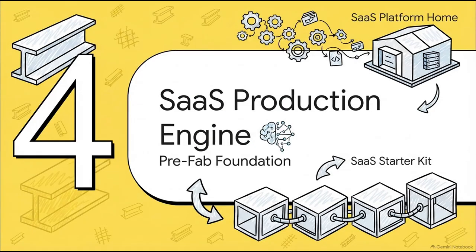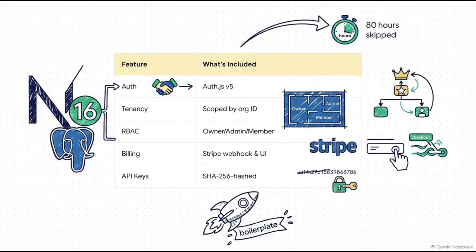Moving to Section 4, the SaaS production engine, the prefabricated skyscraper foundation. So your AI workflow is built and it's rigorously validated, right? But now it needs a home. It needs a robust, monetizable platform to host it. And that brings us to the SaaS Starter Kit. This kit is heavily built on Next.js 16 and PostgreSQL. But instead of you having to manually wire everything up yourself, it bundles all the critical components together.